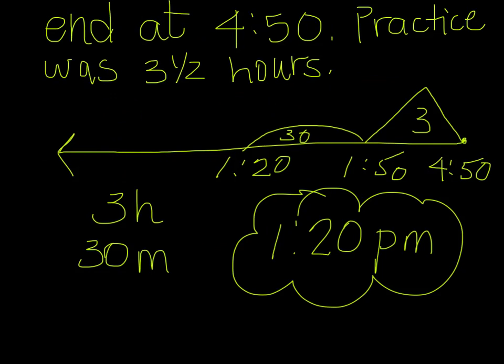Okay, how'd you do? I went ahead and just jumped all 3 hours at once and the 30 minutes at once because I knew I could do that in my head. And then I ended up at 1:20. Again, much easier than trying to add or subtract. All right, let's try one more and see how you do.